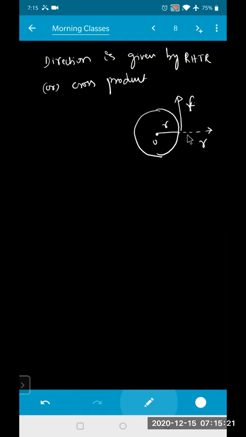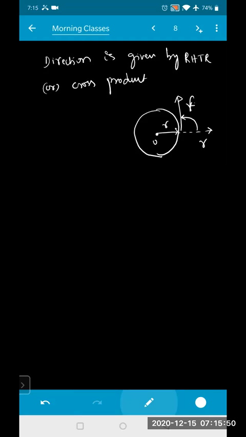Sir, I didn't get it, R bar cross F bar. Take your fingers and keep them in the direction of R bar. First, keep all four fingers in the direction of R bar. Rotate them from R bar to F bar like this. The thumb is in which direction? Upward, isn't it? Try it, take your right hand. Curl the fingers from your R bar to your F bar.